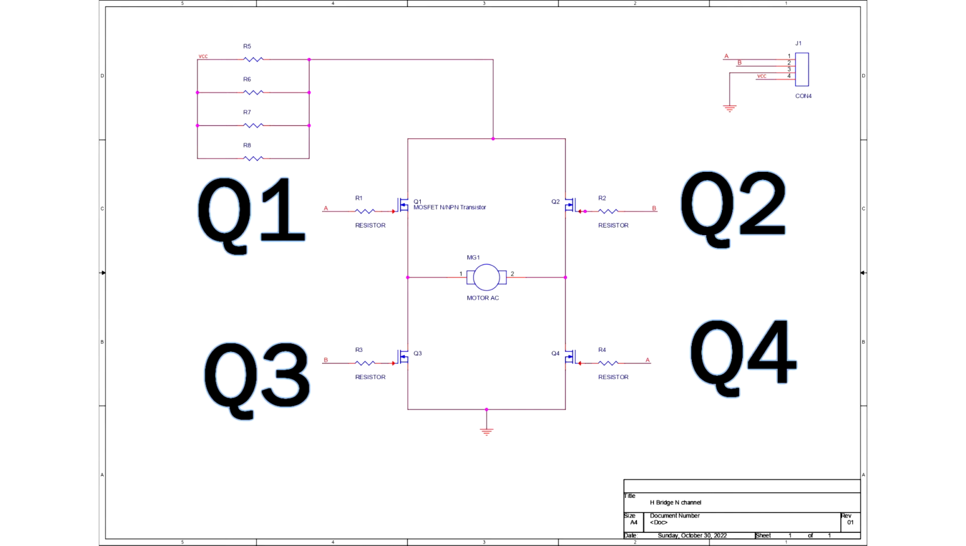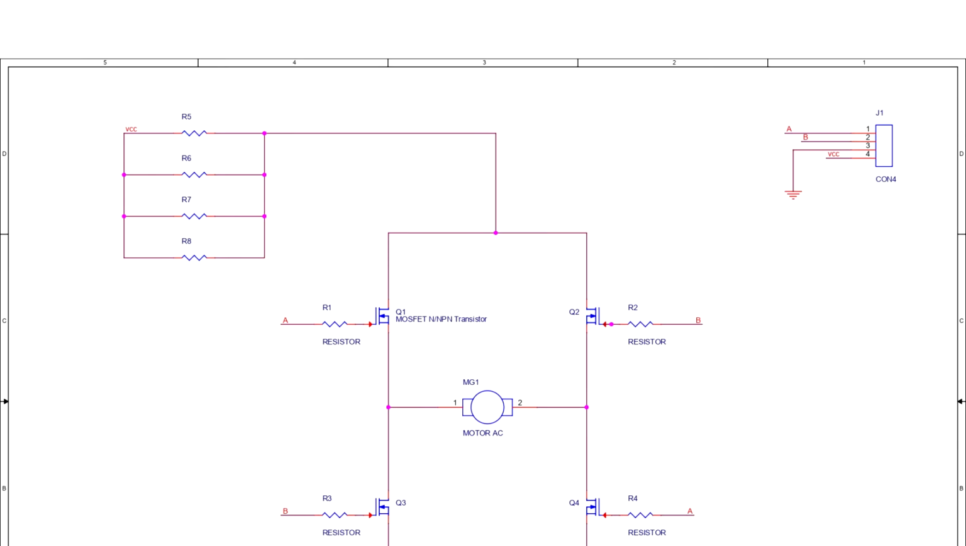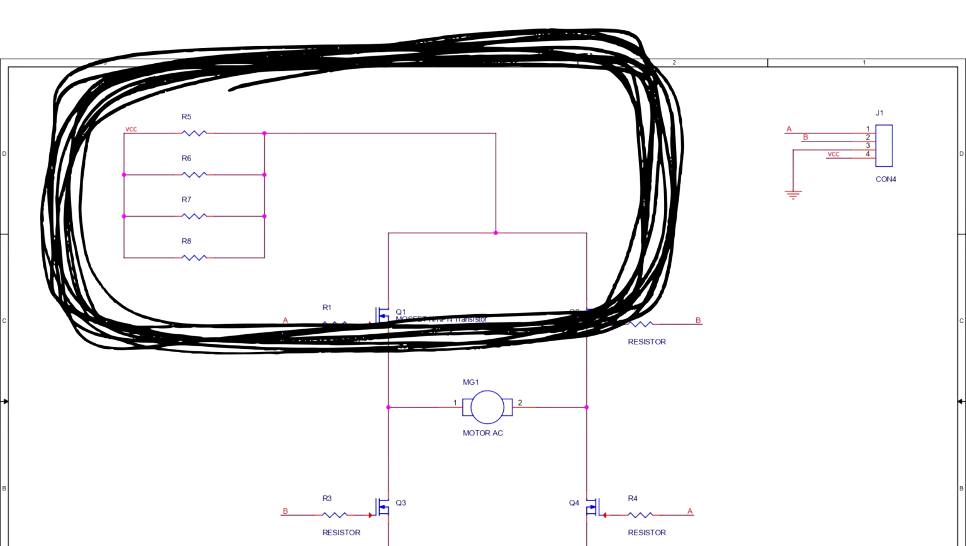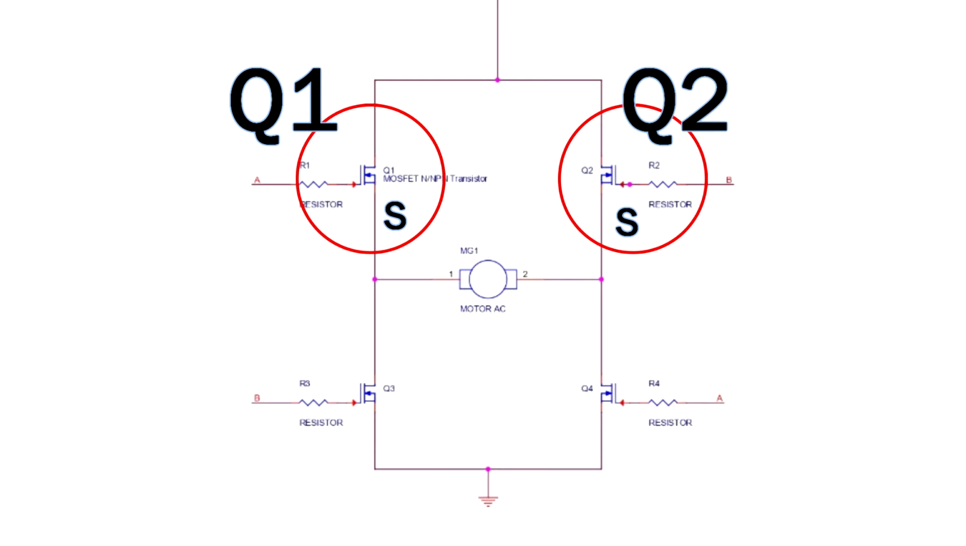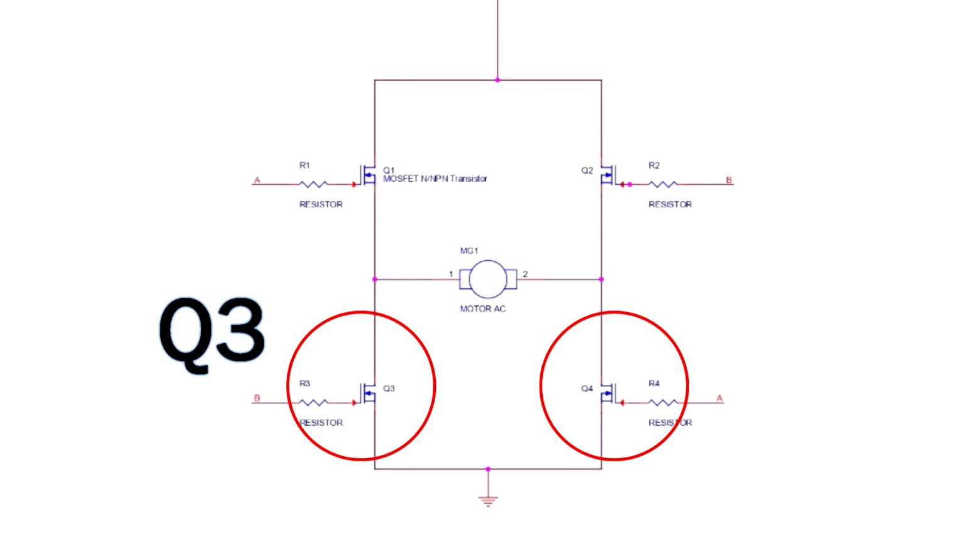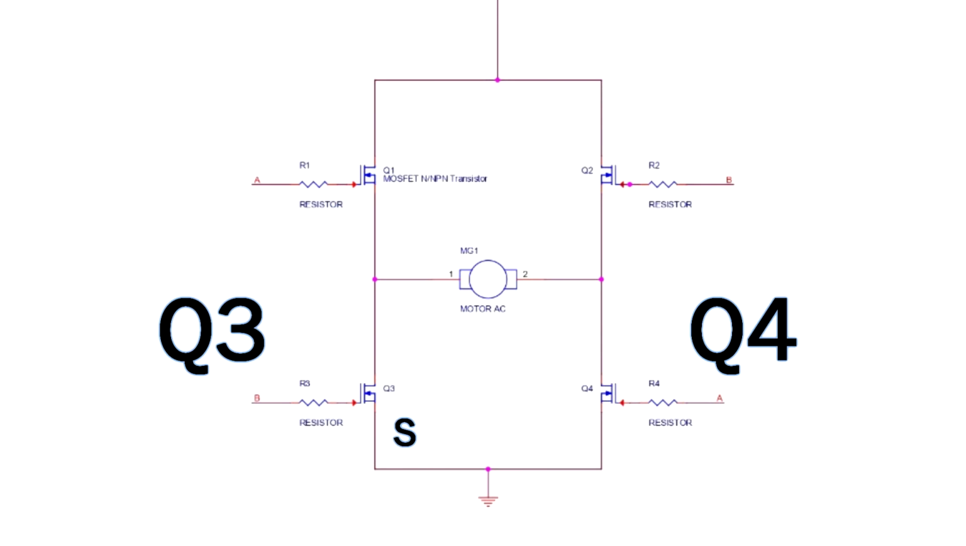Four FETs are connected in such a way that the first two FETs, which are Q1 and Q2, drain is connected to VCC or the power source that will drive the motor. Source of Q1 and Q2 are both connected to the positive and negative of the motor. Two more FETs, Q3 and Q4 drains, are connected with the source of Q1 and Q2 along with the motor terminal. The source of Q3 and Q4 are connected with the ground.